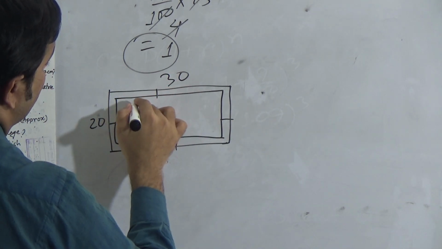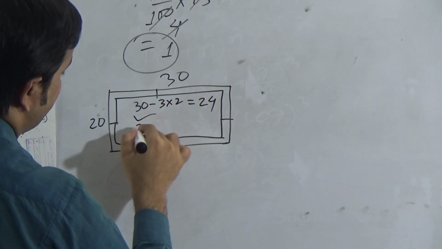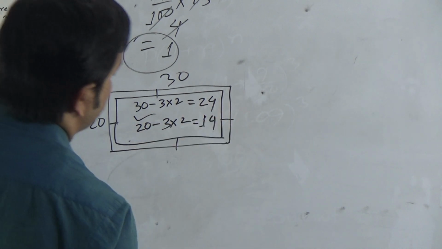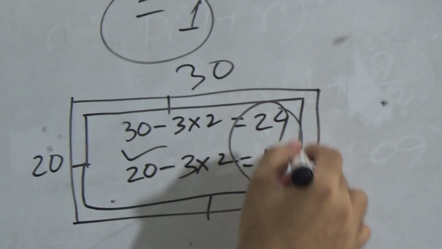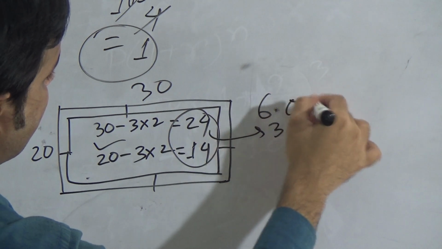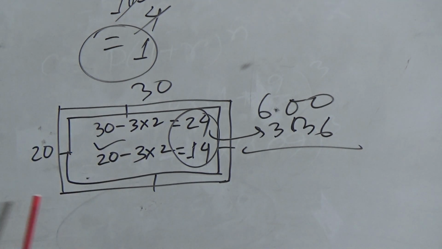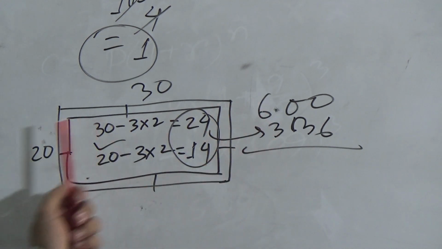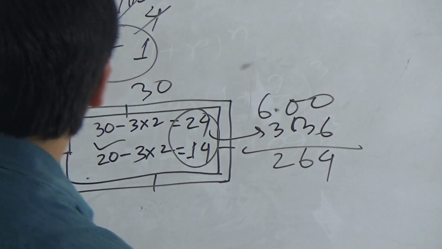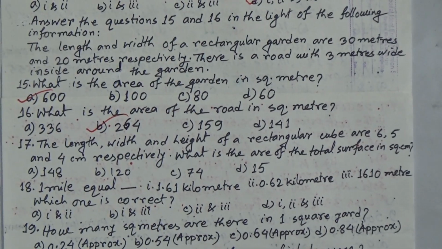That time the length will be 30 minus 3 into 2, which means 24, and the breadth or width will be 20 minus 3 into 2, which means 14. If we multiply these two, we will get the area, that is 336. Now the total area is 600. If we subtract the area of the inner side, the area of the garden excluding the road, from the total area, we will get the area of the road, that is 264. So our answer to question 16 will be B, 264.